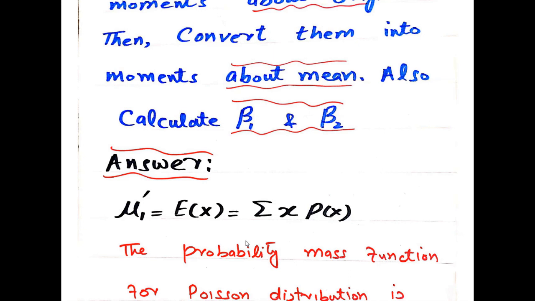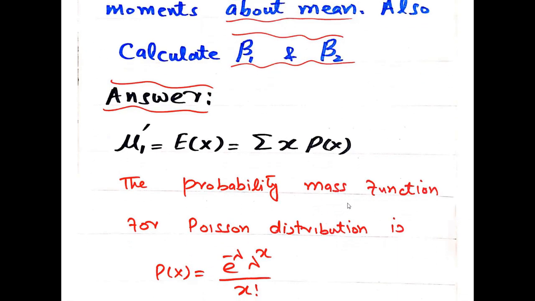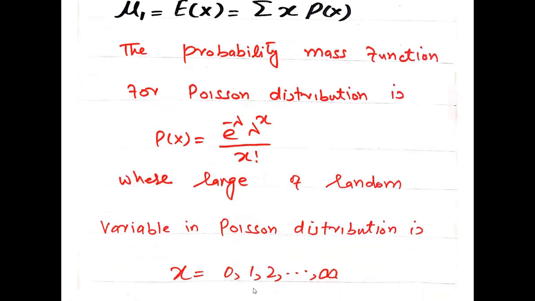By definition, it is represented by mu 1 prime. Mu 1 prime is the mathematical notation of the first moment about origin. It is equal to the expected value of x. When we expand the expectation, it is equal to the sum of x p of x. So p of x is the probability mass function of the Poisson distribution. It is represented by e power minus lambda lambda power x over x factorial, where the range of the random variable of the Poisson distribution is from 0, 1 and so on to infinity.